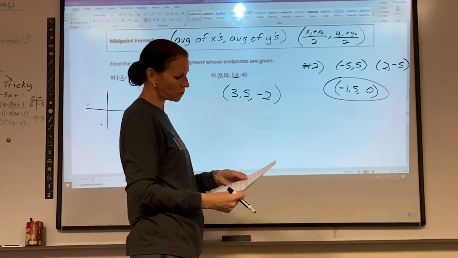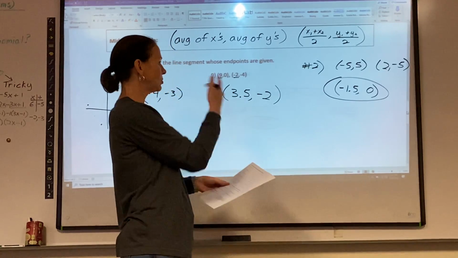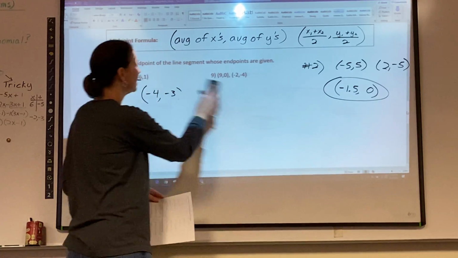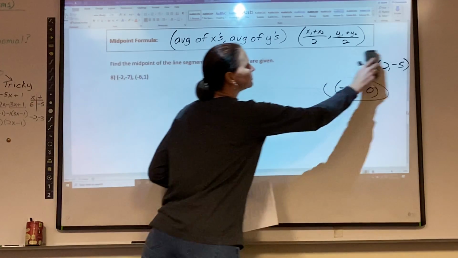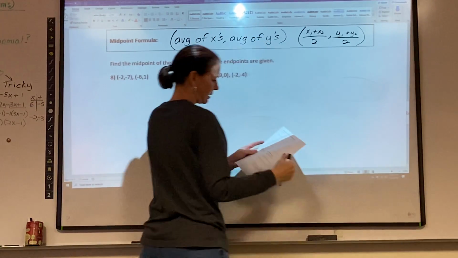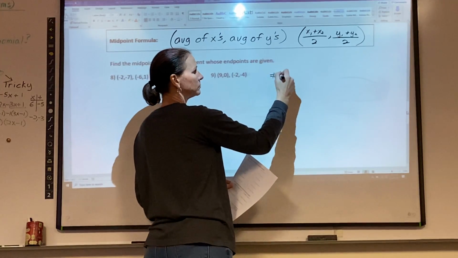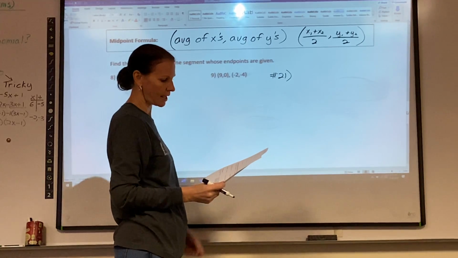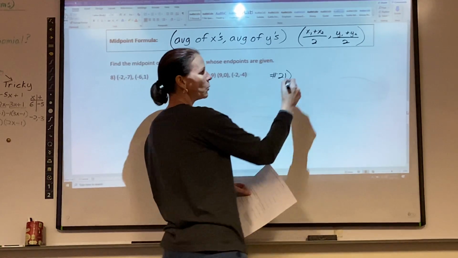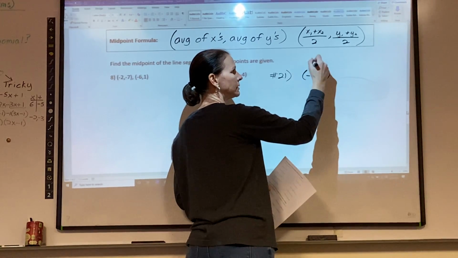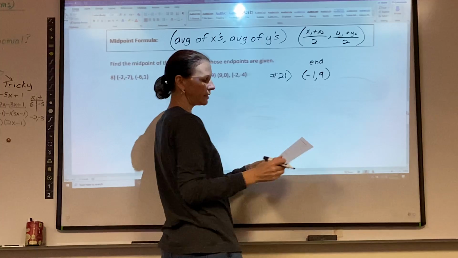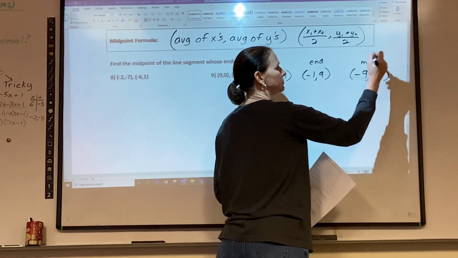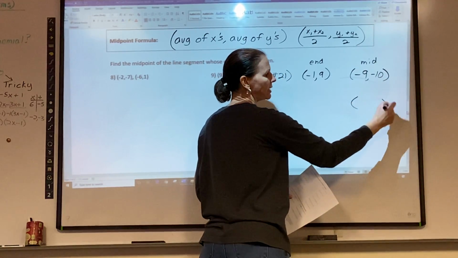When you get to the back side of your worksheet on numbers 9 through 20, those are just like we did in your notes. And then the next section, numbers 21 through 26, the directions change a little bit. So let's look at number 21 together. It says find the other endpoint of the line segment with the given endpoint and midpoint. So it tells us that one of the endpoints is at -1, 9, and then we're told that the midpoint is at -9, -10. What we have to find is the other endpoint.